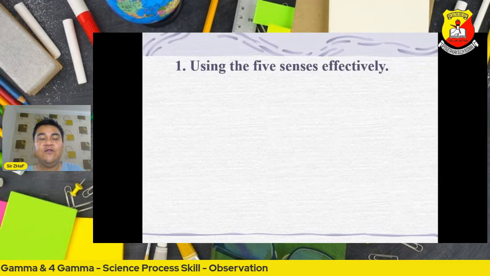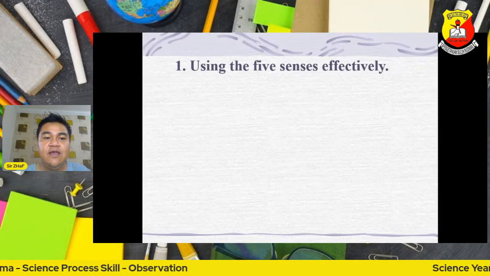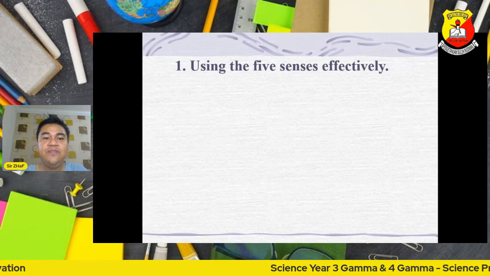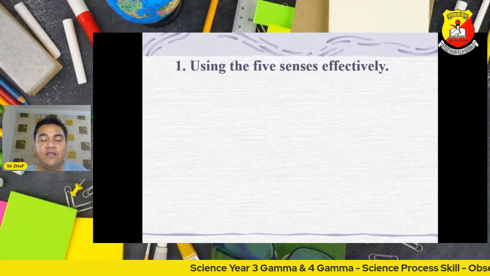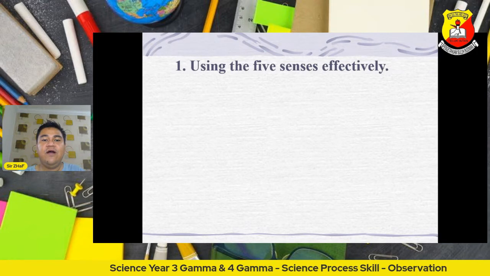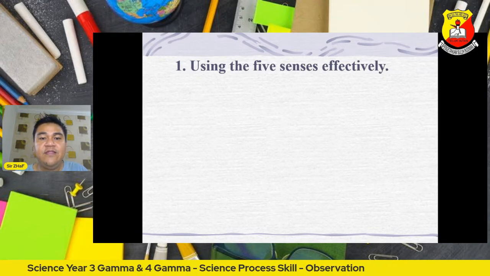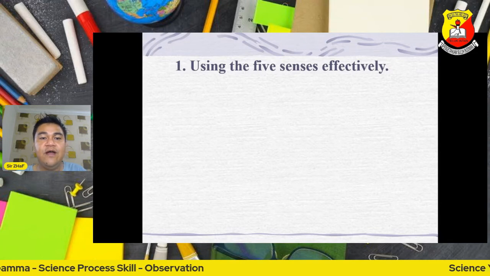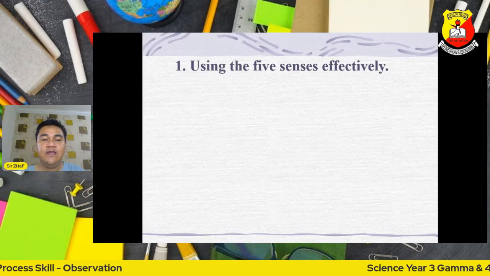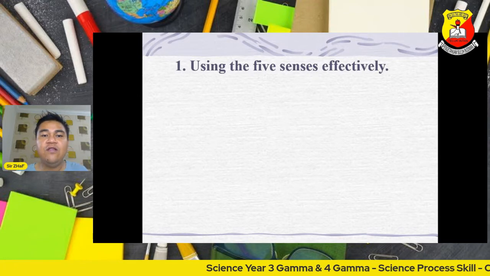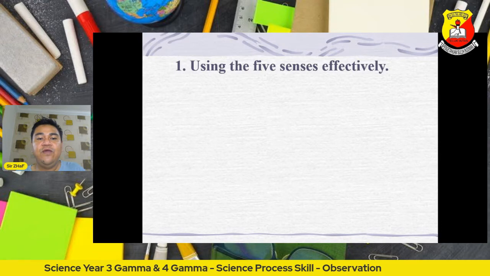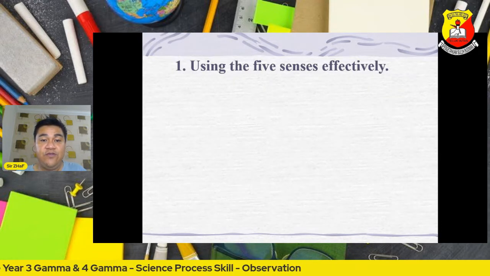Okay, so just remember, class, there are five senses. The first one is seeing. The second one is smelling. The third one is tasting. The fourth one is hearing. And then the last one, the fifth one, is touching. So you must use all your five senses when you are doing your observation.